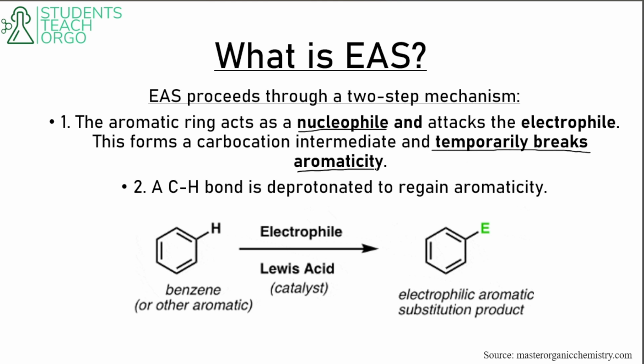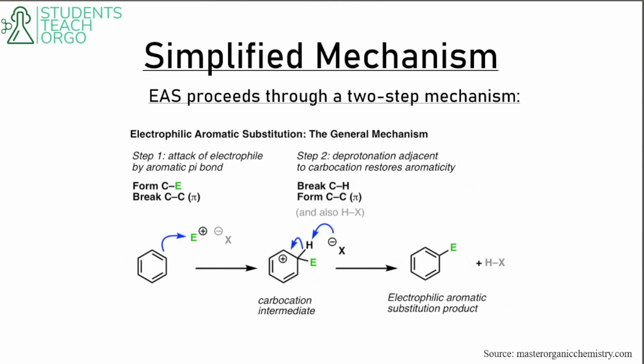So we break this aromaticity, but then we reform it right after because we deprotonate a CH bond to regain it. So hopefully that makes sense. We start out with this hydrogen here, and at the end we lose it to form whatever E is. So let's simplify it again. We have an attack of an electrophile by this aromatic pi bond, and then you have deprotonation of the hydrogen that's attached to the same carbon as our electrophile. And at the end, this is our final product.